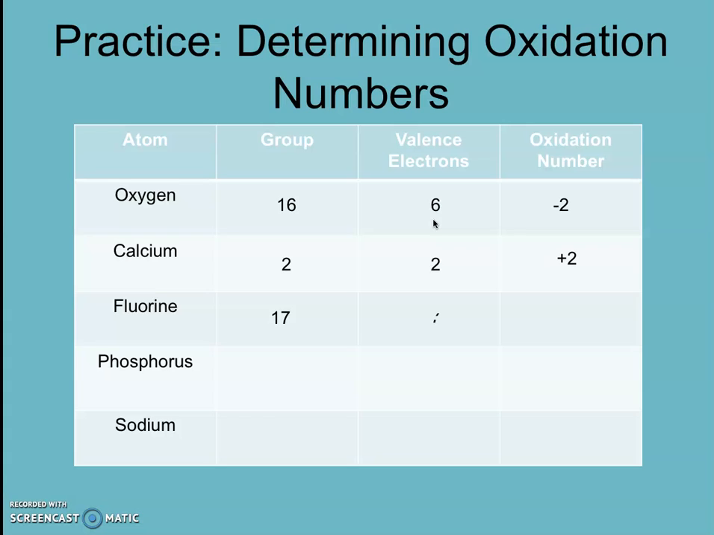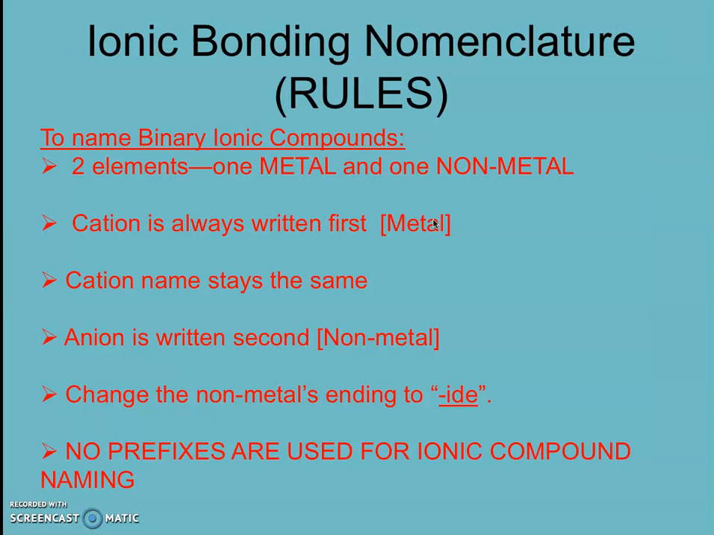Fluorine is in group 17. It has 7 valence electrons. Its oxidation number is going to be -1. Phosphorus is in group 15. It's going to have 5 valence electrons, and the oxidation number is going to be -3. Sodium, it's in group 1. It has 1 valence electron. It's going to have a +1 oxidation number.